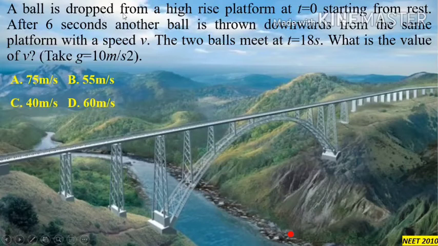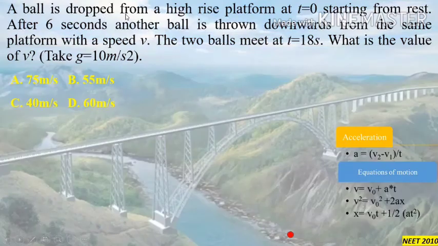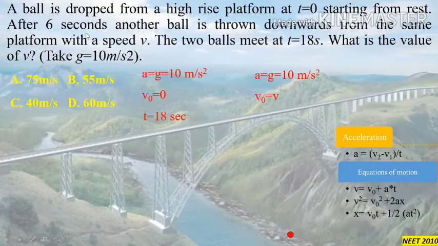That means one ball is dropped and another ball is thrown. The ball which is dropped will have initial velocity equal to 0, and the ball which is thrown with initial velocity v will have initial velocity equal to v. The first ball will take 18 seconds to reach the bottom, and because the second ball is dropped after 6 seconds, the second ball will take only 12 seconds. Here we can see time for the second ball will be 12 seconds, and the initial velocity is v.